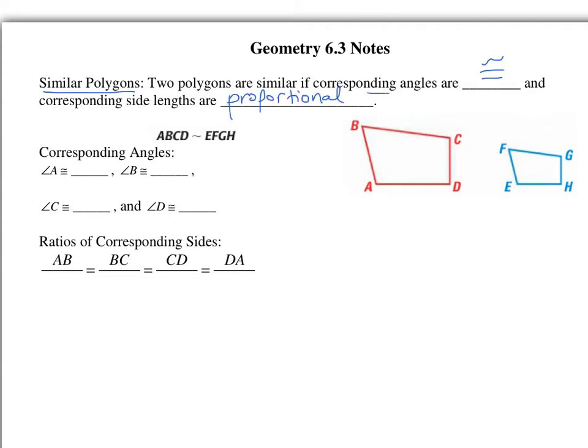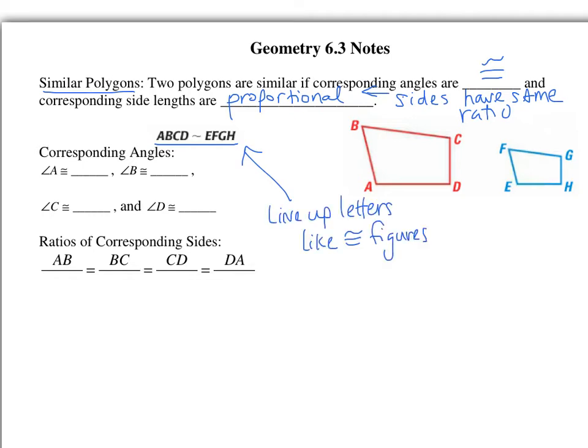What that means for the proportional part is that the side lengths have to have the same equal ratio. And that would be if you compared all of the corresponding sides together. So in this first example, we can still use our similarity statement right here to line up our letters like we did when we had congruent figures.